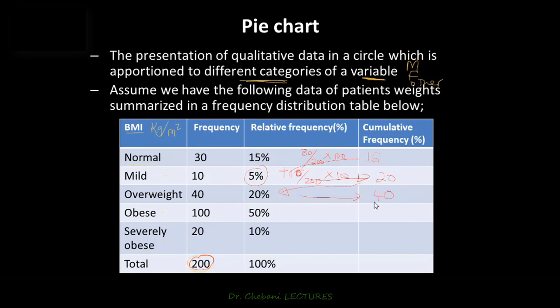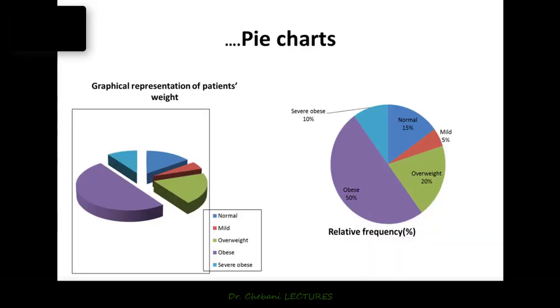Right? And then we add this 40 to this 50 and we get 90. We add the 90 to the 10 and we get 100. So that's our cumulative frequency. Okay, so the total, of course, is expected to be 100 since we are dealing with percentages there. Now we can use that information and display it in the form of a pie chart as shown below.